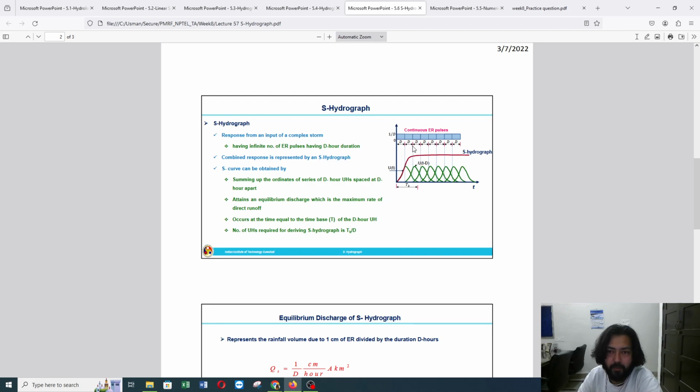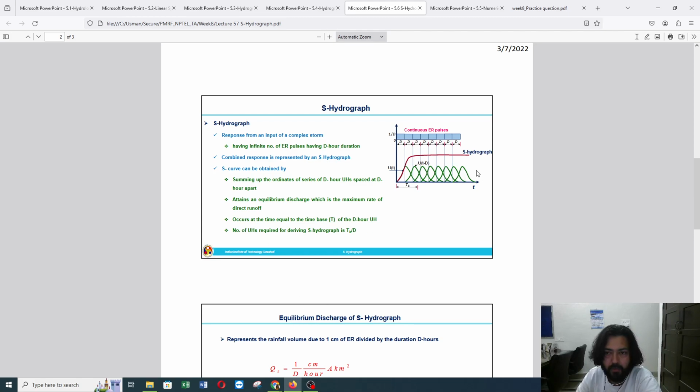So for this input pulse, we will calculate the output first. That output is nothing but U of t. For the second it would be U of t minus D. There would be some time lag, and then it will remain the same, but there would be some time lag associated with it. The important thing here is that in the S hydrograph there will be some equilibrium discharge, which is the maximum rate of direct runoff. What is this equilibrium discharge? We'll study that in the next part.